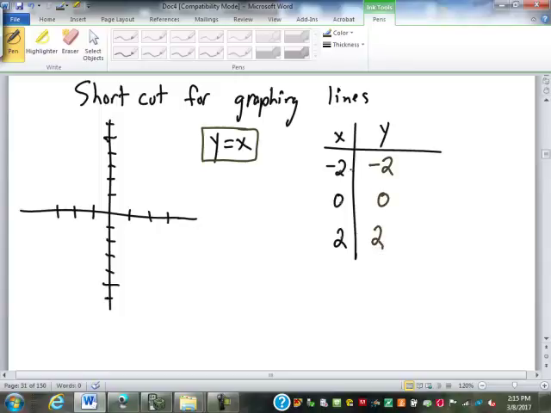So that gives us points on our graph. -2, -2 is right there. 0, 0 is right there. And 2, 2, which is right there. So y equals x makes a line through our graph that, first of all, goes through the origin here, and it goes corner to corner kind of at a 45-degree angle.